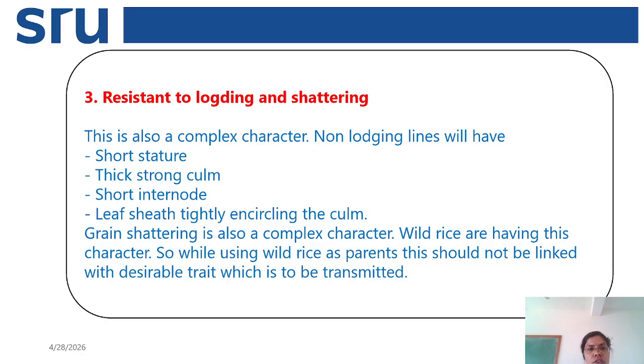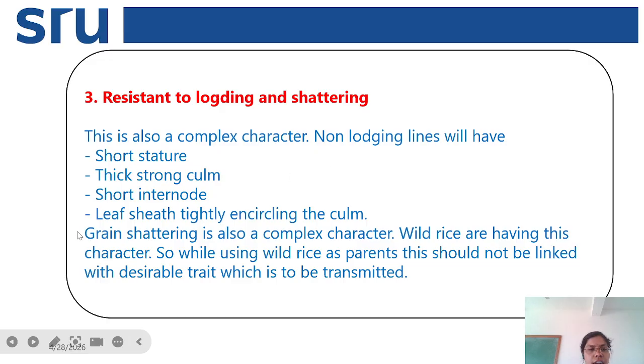So these are the four characters that the non-lodging line should have: short stature, thick strong culm, short internode, and the leaf sheath should encircle the culm tightly. So these are the four characters which will contribute to the non-lodging lines.